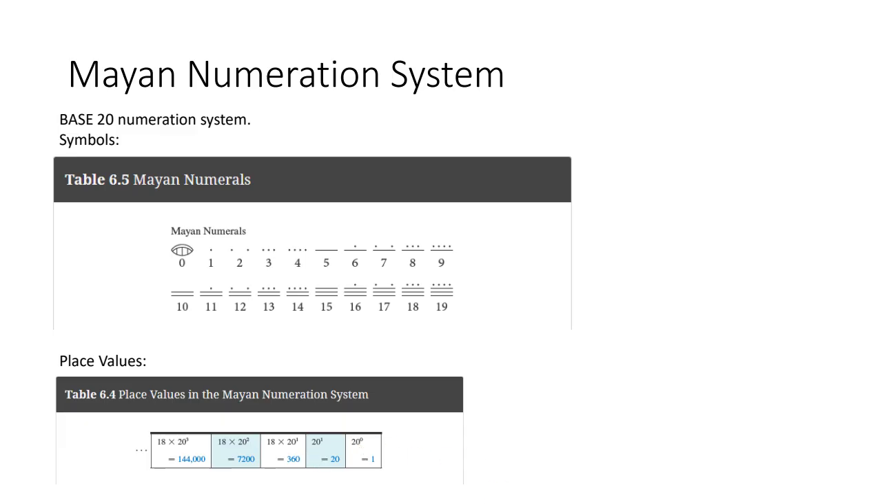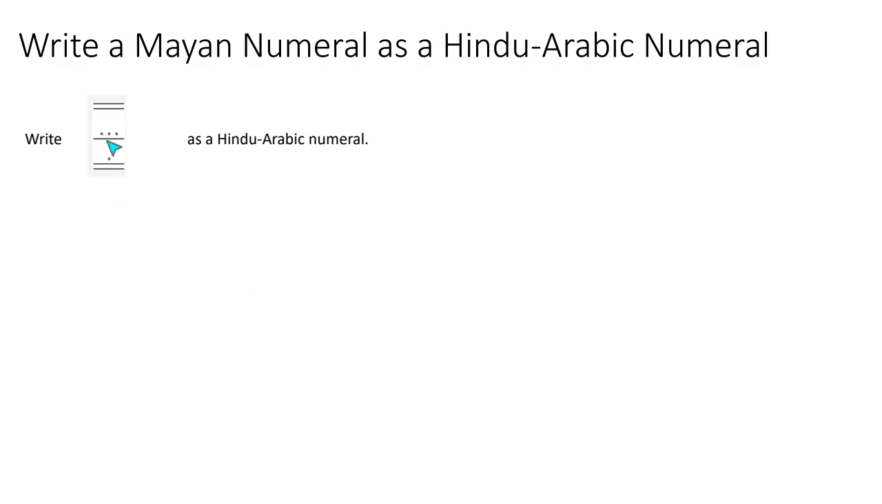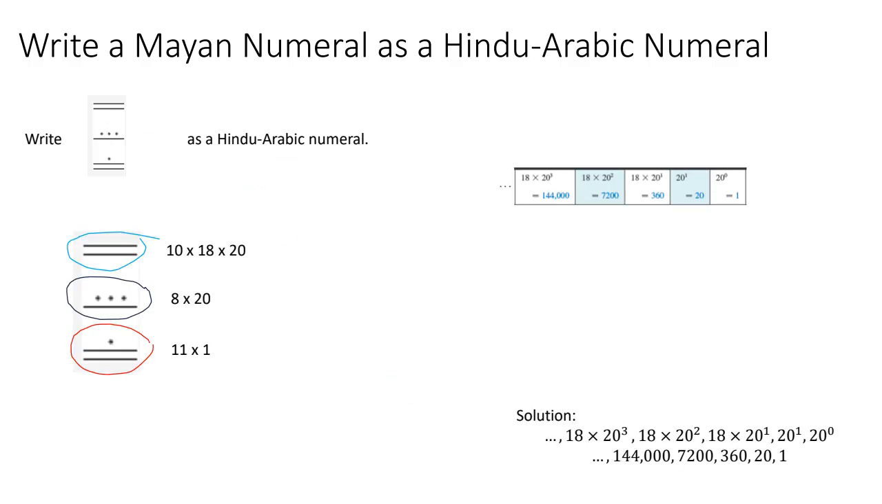They also are different in that they write their numbers vertically, okay? So if we wanted to write this number as a Hindu Arabic, then the first thing you want to do is identify the groups, okay? So this level here is your first group, then the second level is your second group, and then the third one is your third group. And so this first group is in the ones place, the second group is in the 20th place, and then the third group is in the 18 times the 20th place.